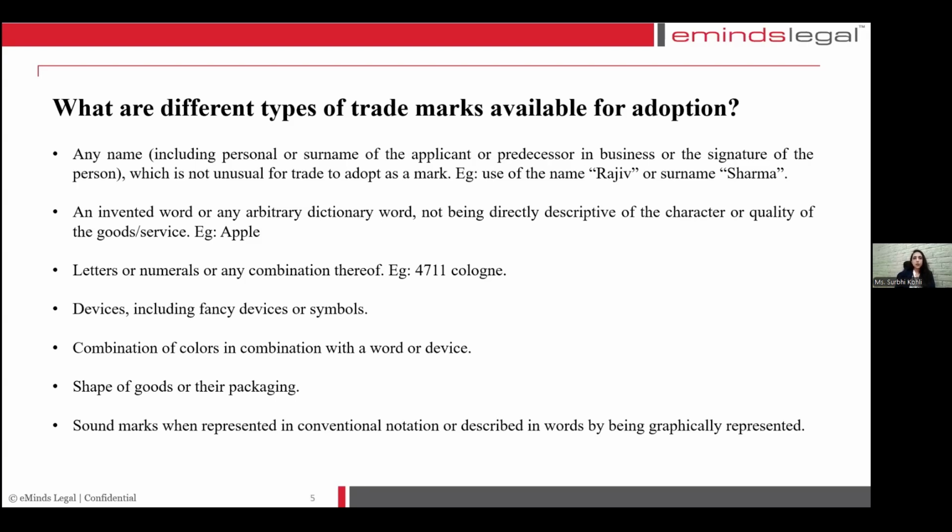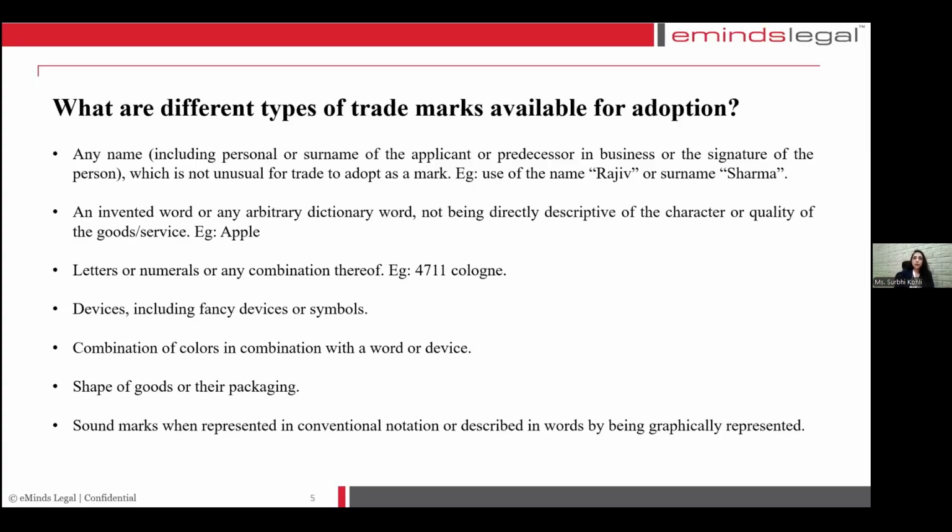Letters or numerals or any combination thereof. Example, 4711 Cologne. So this is a letter and this is a combination of letter and numeral, which is very unique, not common at all. You can get this mark registered. Devices, including fancy devices or symbols like birds, like we said, Adidas stripes. These are the fancy devices. You can get those marks registered.